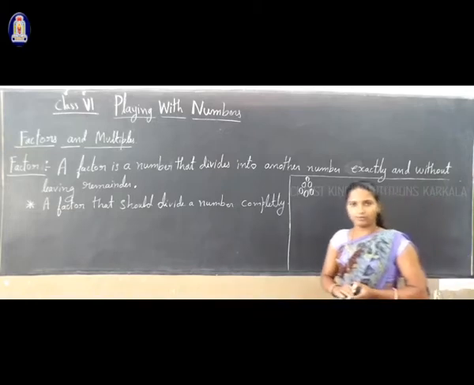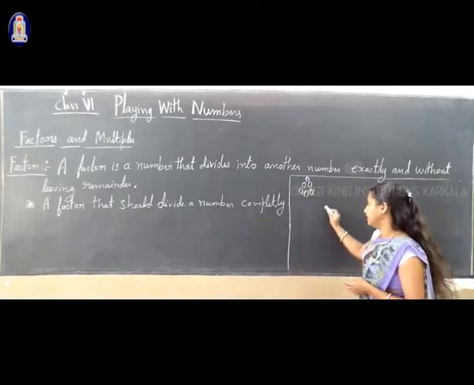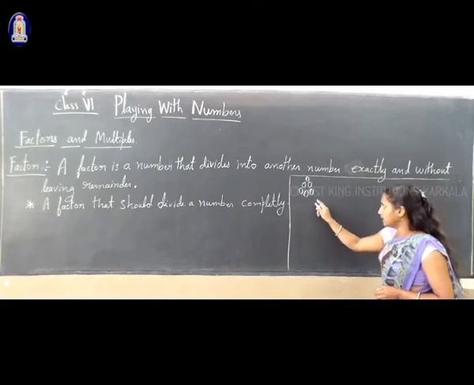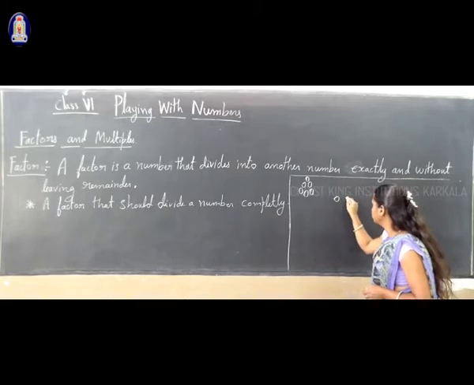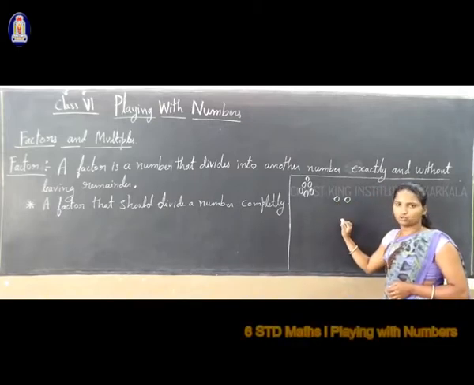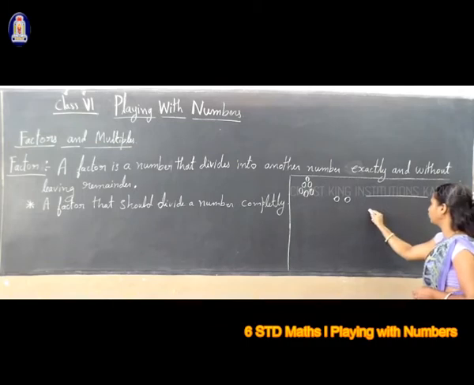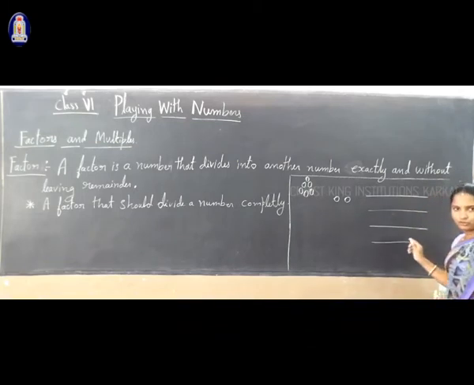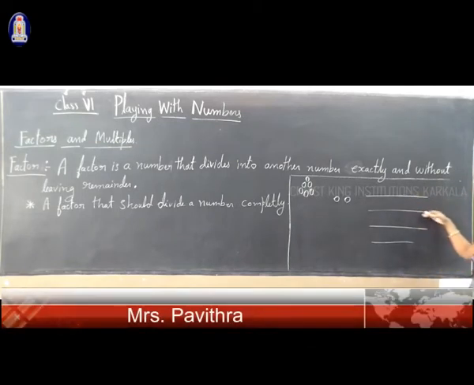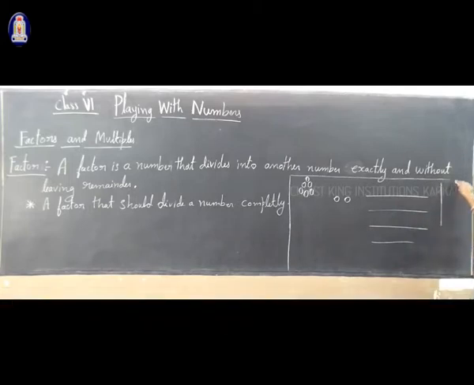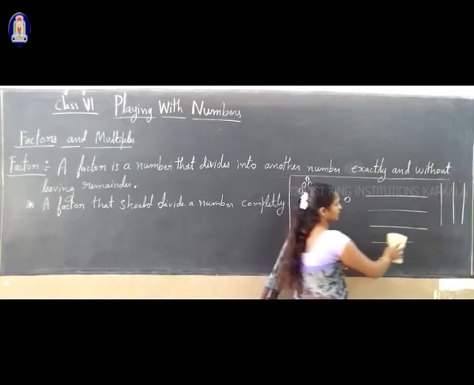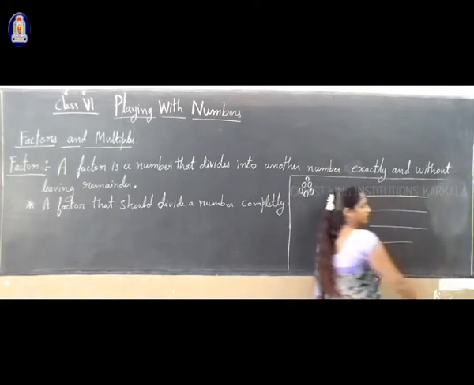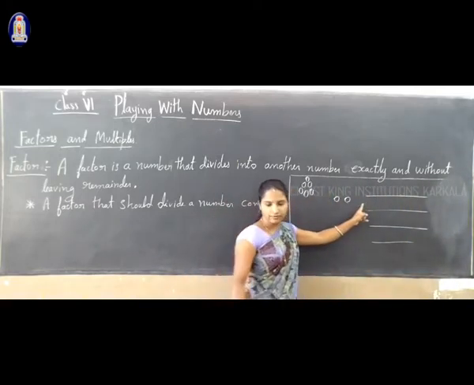These chocolates you must arrange in a row equally. For example, say 6 chocolates. First I will arrange 2 chocolates in each row. Clear? So this is a row. First row, second row, third row, fourth row. So how will you represent a column? Column is like this. First column, second column, third column. You have to arrange chocolates in rows, and each row you have to arrange equally.